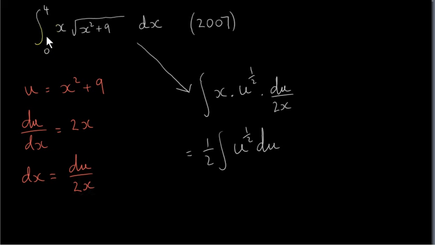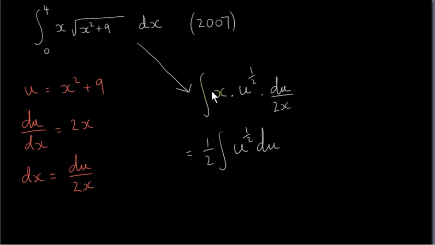In this example, we want to integrate x times the square root of x squared plus 9 with respect to x from x equals 0 to 4. So again, we have a square root of something. Let u equal what's inside the square root. It's x squared plus 9. So to replace dx, we need to get du dx. Du dx here is 2x. So we make dx the subject of this. So we just interchange the dx and the 2x. That's the quickest way to do that.